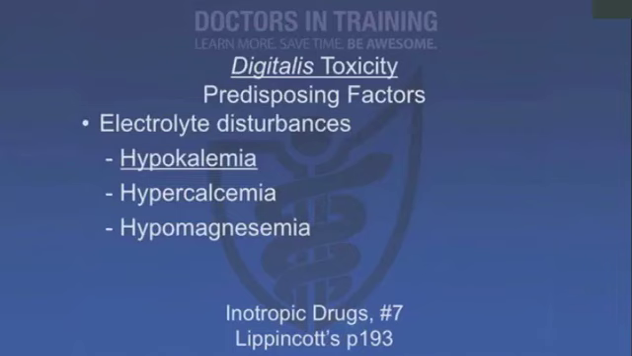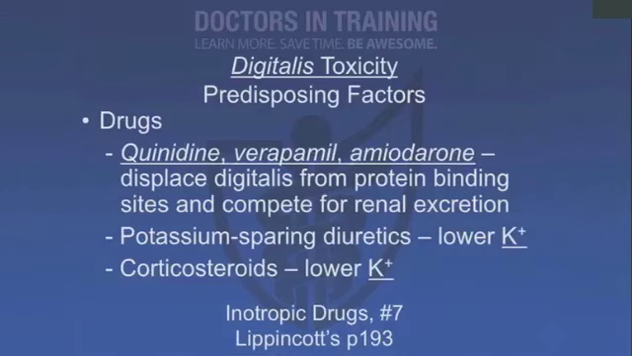We've already mentioned a couple of factors that can predispose to digitalis toxicity. We talked about electrolyte disturbances, and low potassium or hypokalemia can predispose to arrhythmia. High calcium or hypercalcemia and low magnesium or hypomagnesemia can predispose to digitalis toxicity. Certain drugs can cause digitalis toxicity. Specifically, quinidine, verapamil, and amiodarone will actually displace digoxin from their protein binding sites, and they'll also compete for renal excretion. So you can have an increase in digoxin levels by as much as 100% or double the digoxin level when you give one of these drugs concomitantly.